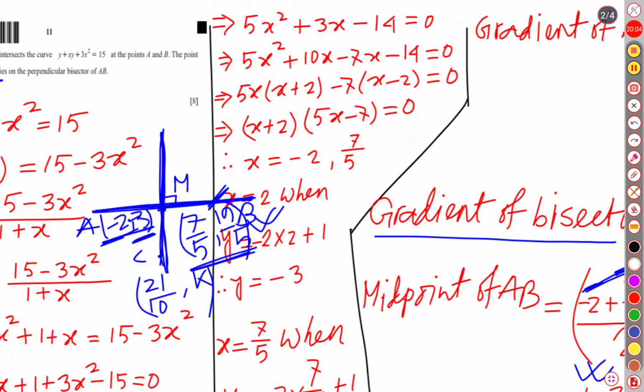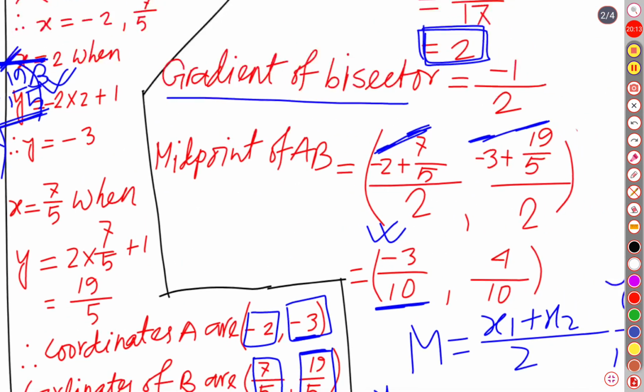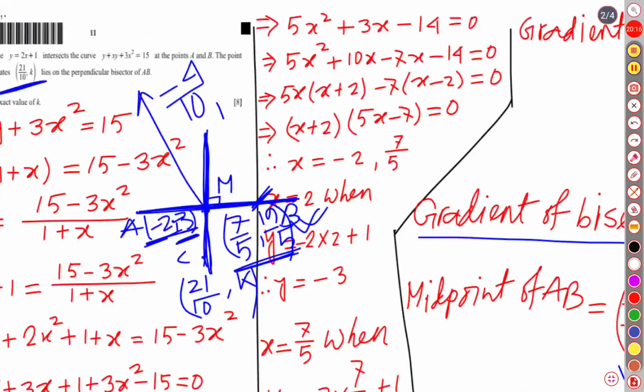The y coordinate is 4 over 10, and the x coordinate is minus 3 over 10. So we have got this midpoint. I mean, there are two coordinates. We have got the coordinates of M, and C is given.